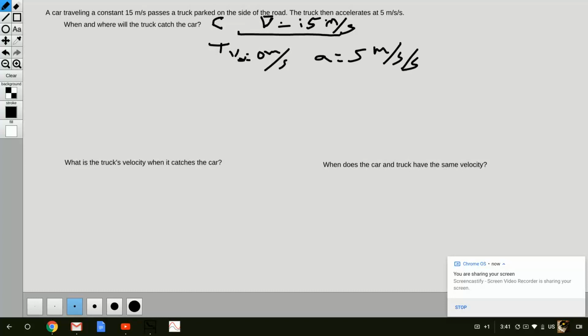So what I like to do here is draw a line down the middle of your page to solve this. Label one side truck, label one side car. Now for the truck, we're going to try to solve for the displacement. That's what we're looking for, when and where. So we're looking for displacement and time. We're going to try and solve for displacement, even though we're not going to be able to.